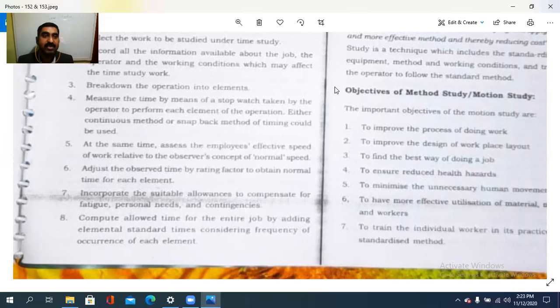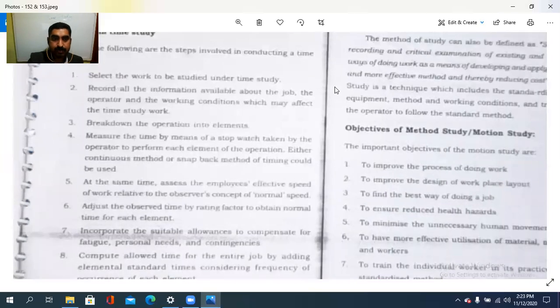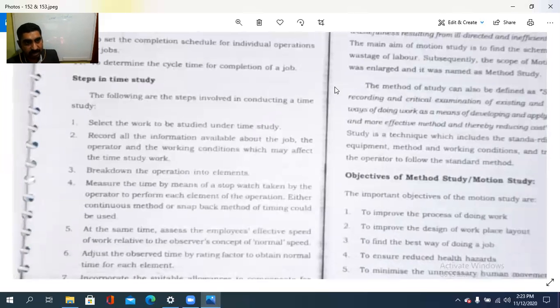Incorporate the suitable allowances, that is, to compensate for fatigue, personal needs and contingency, and compute the allowed time for the entire job by adding the elemental standard times considering the frequency of occurrence of each element. അപ്പോൾ ഇതാണ് ഒരു സ്റ്റെപ്സ് ഇൻ കേസ് ഓഫ് എ ടൈം സ്റ്റഡി. So once again, select the work which is to be observed with the time study.